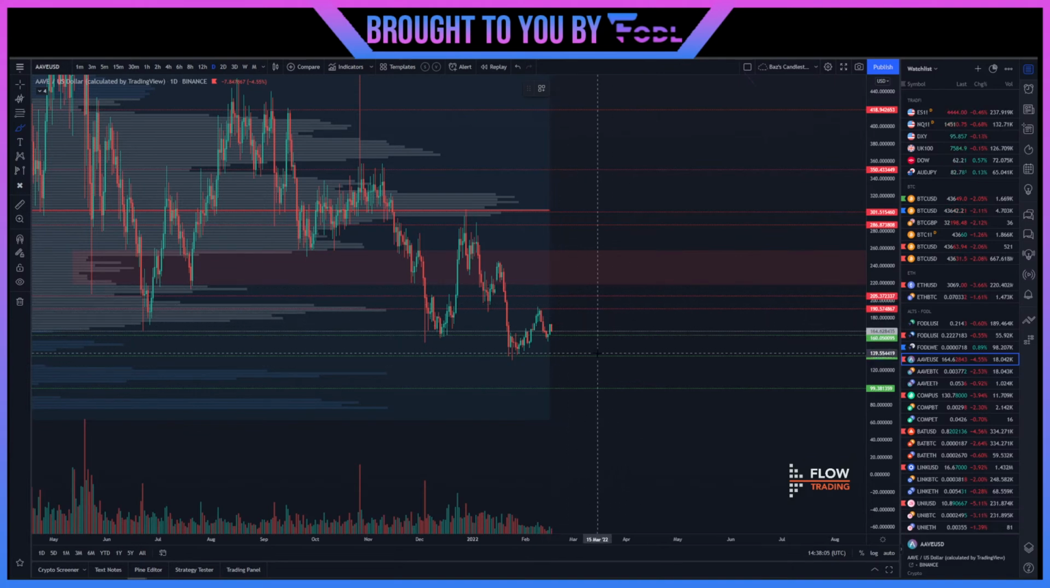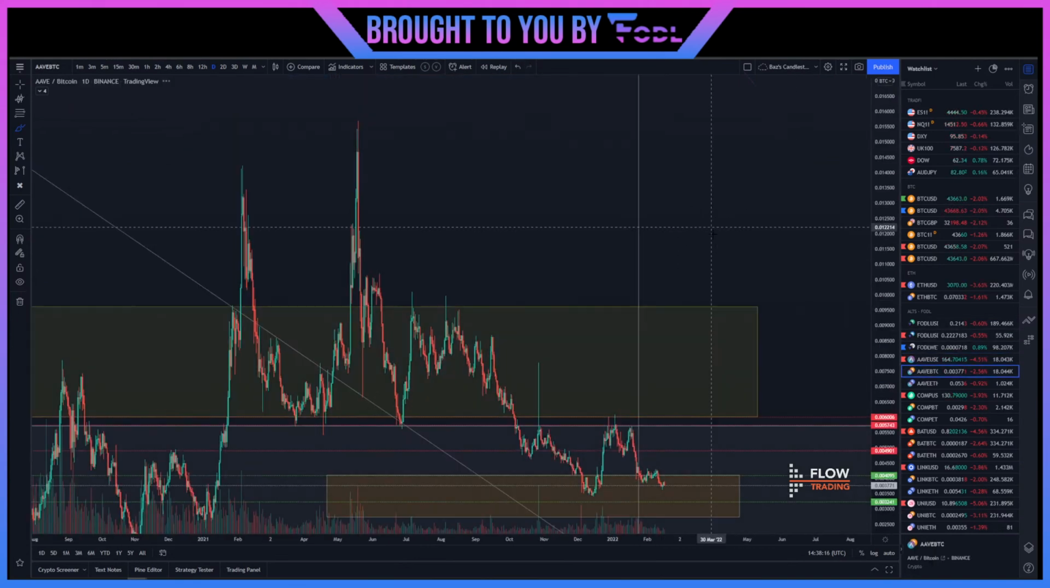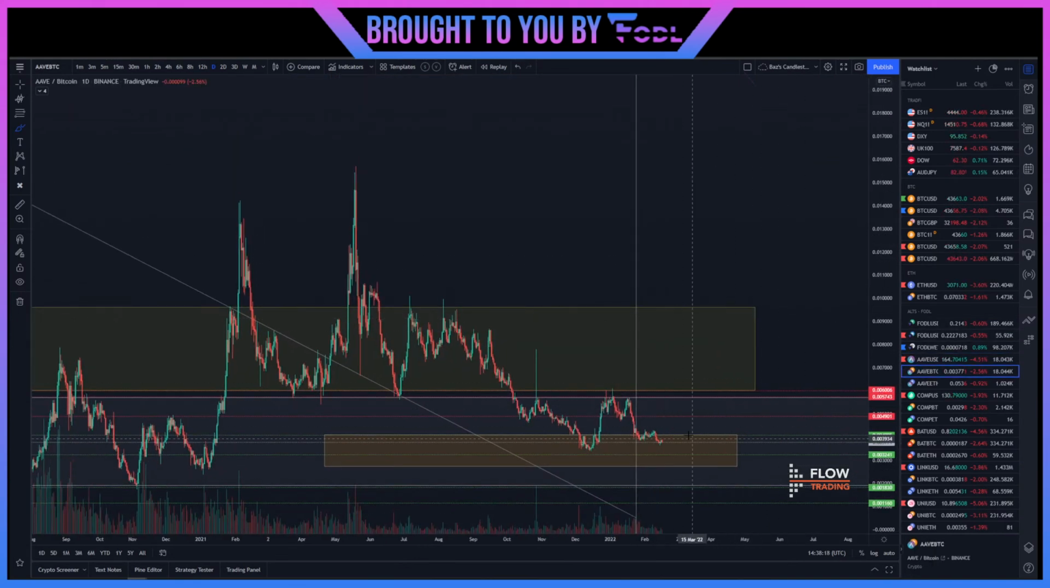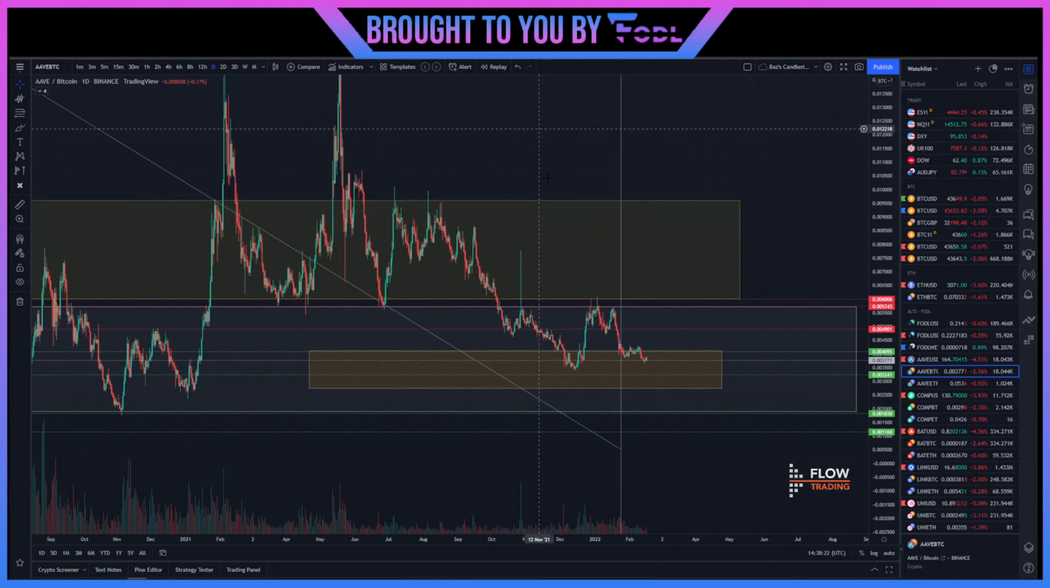If it carries on to the downside, then you know that the next levels of support will be big round numbers and these low volume nodes here that I've highlighted on the volume profile. Okay, I hope that makes it clear for you guys. Let's have a look at AAVE versus BTC. AAVE versus BTC very much going sideways here. Not much in the way of change.